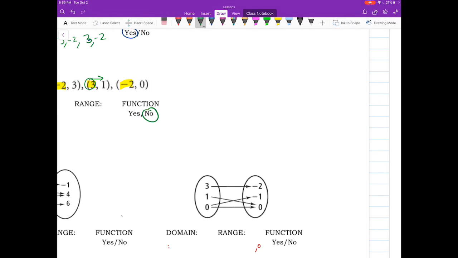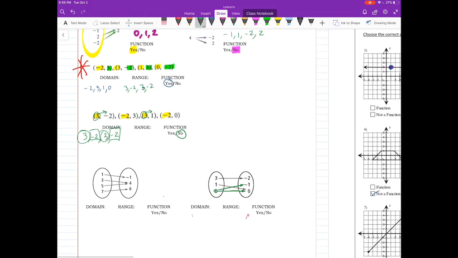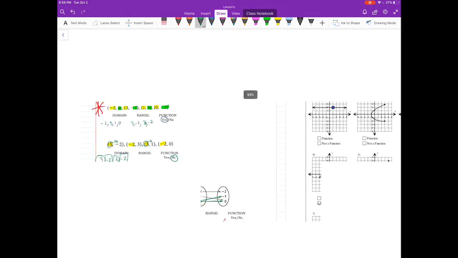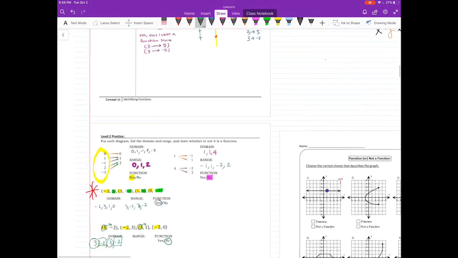Okay, so be careful here. Look at when 0 goes to 2 things, it's not a function. It went to 2 things. That's like your x is repeating. All right, so that's it, guys.